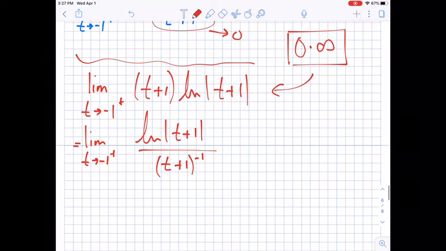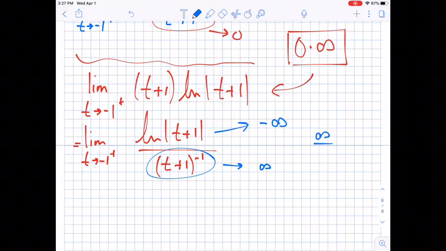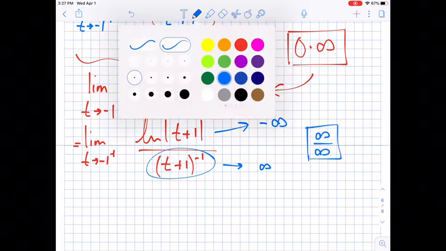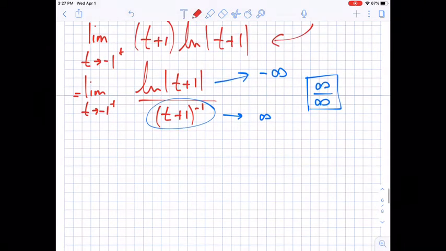And now here, do we have an indeterminate form? Which one do we have? It should be either 0 over 0 or infinity over infinity. And the numerator here, as t approaches -1 from the right, does still go to negative infinity. And here, this one is going to go as well to infinity. So we do have an indeterminate form. We have infinity divided by infinity. So we can use L'Hopital's.